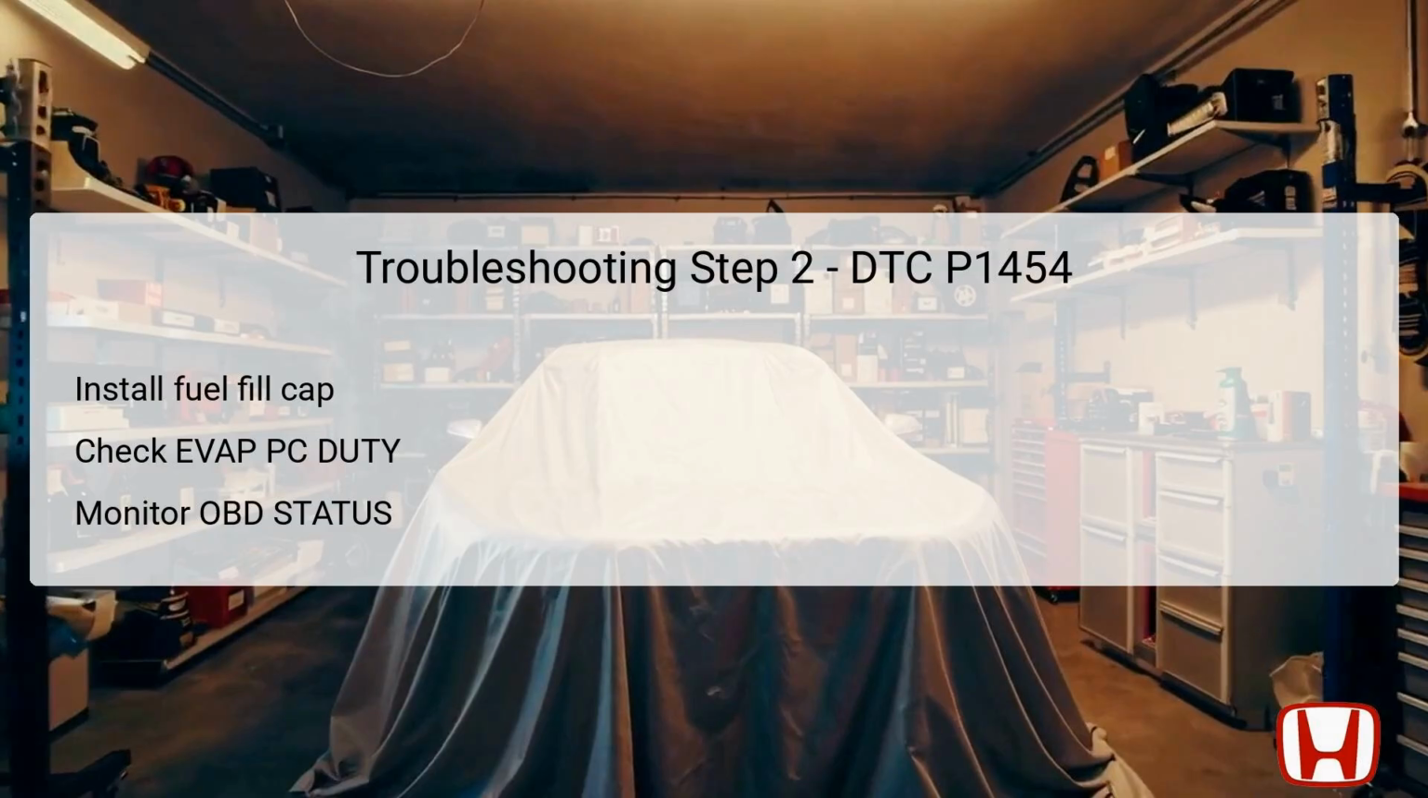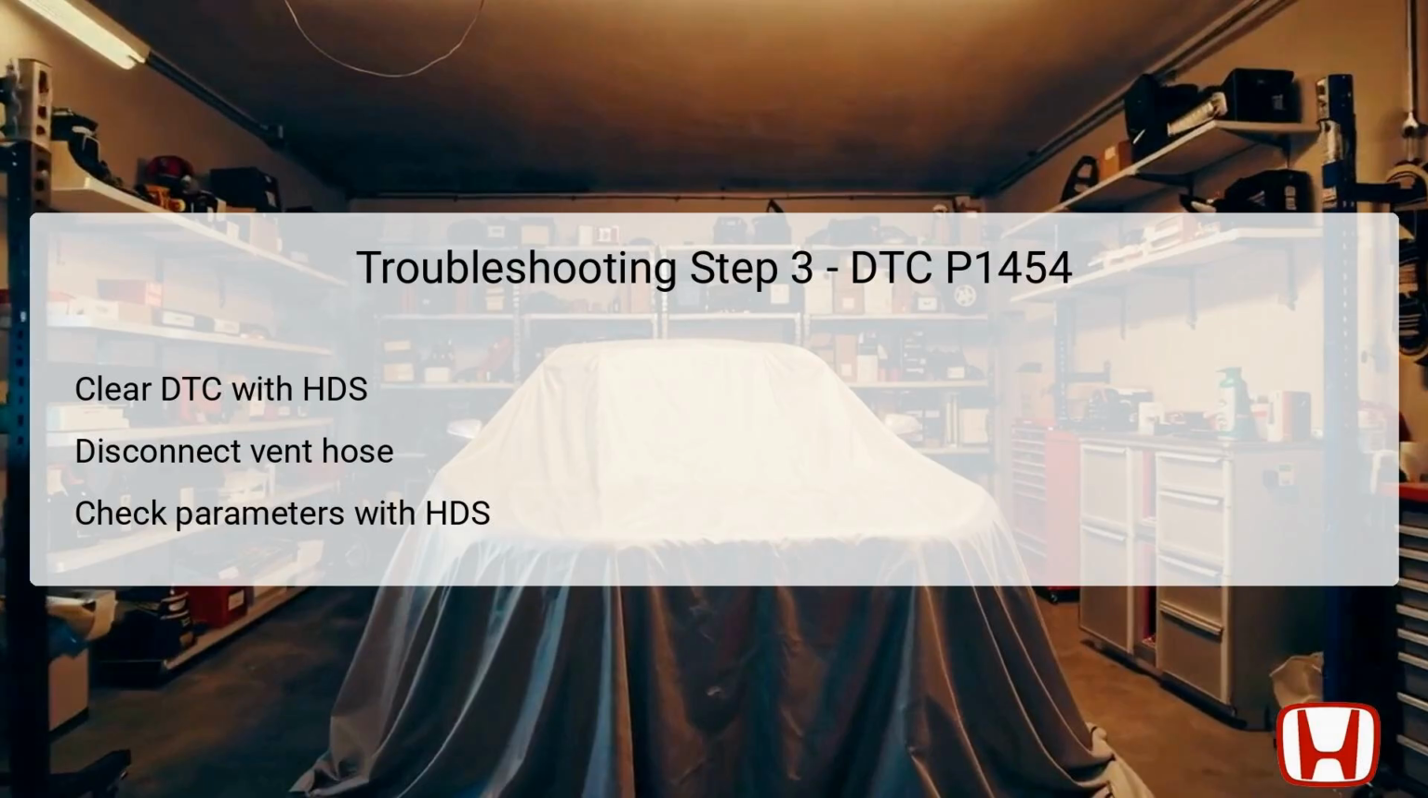Lastly, check the OBD status specifically for DTC P1454 on the HDS. If it indicates a failure, this confirms the issue is present, prompting a move to step 3. If the status shows passed, it may suggest an intermittent issue.